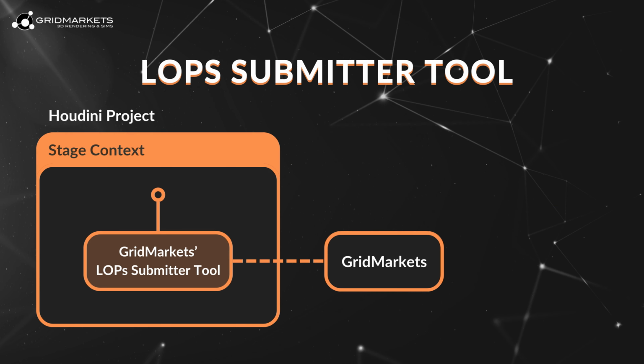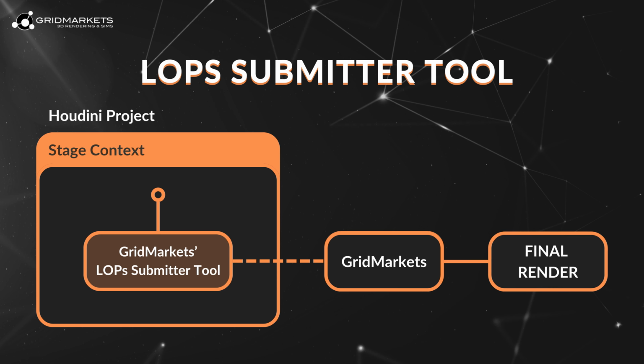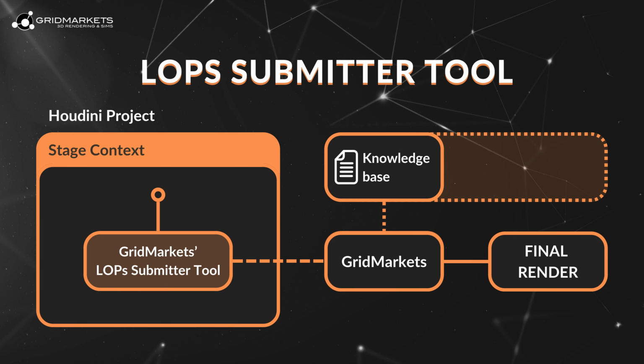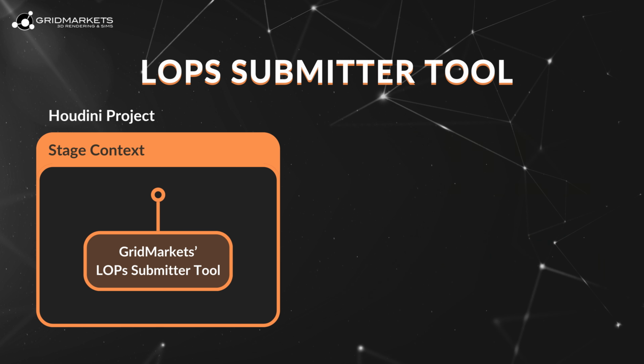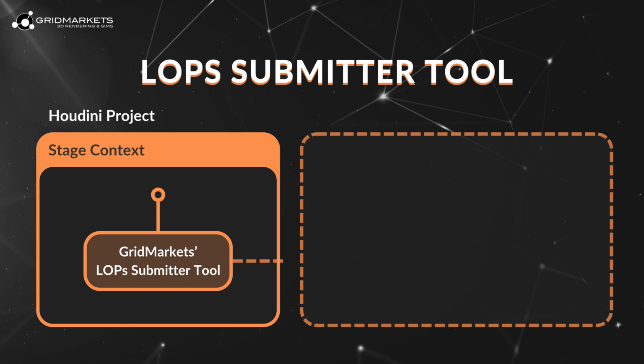The LOPs Submitter tool works seamlessly within the stage context, allowing you to send the render directly from the LOPs context. It has been built to integrate into the production pipeline. If you want to learn more in depth about the principles of its design, you can find the LOPs Submitter technical documentation, GridMarkets Pipeline 2.0 article, in the GridMarkets knowledge base. It is also easily extendable to your pipeline.